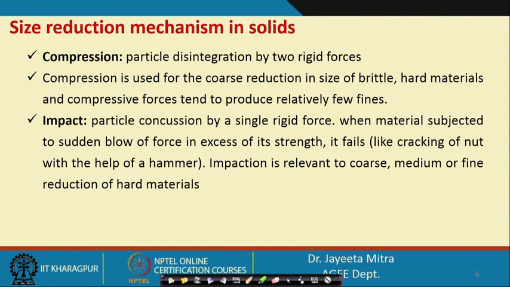Next is the impact force. Particle concussion by a single rigid force is impact, that we do by forcing a heavy impact on a particle. So, this is a kind of unidirectional force. When a material is subjected to a sudden blow of force in excess of its strength, then it will fail. Like cracking of a nut with the help of a hammer.